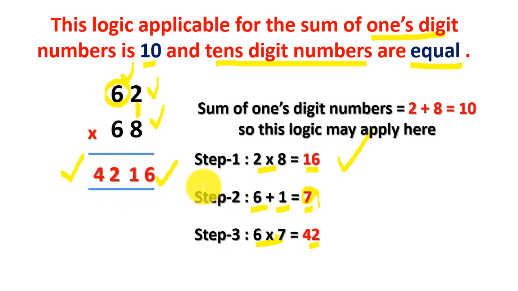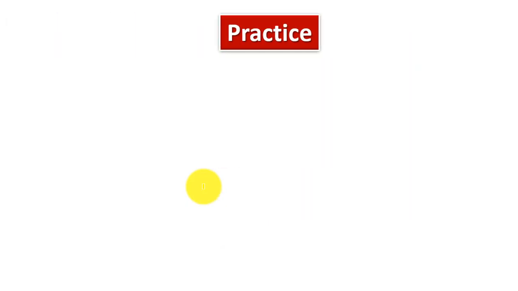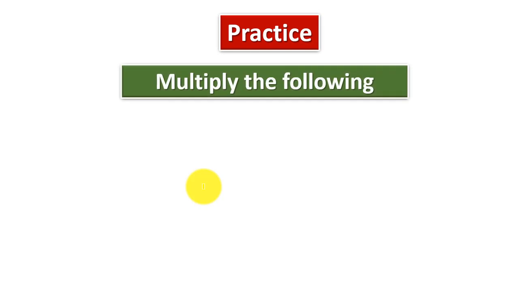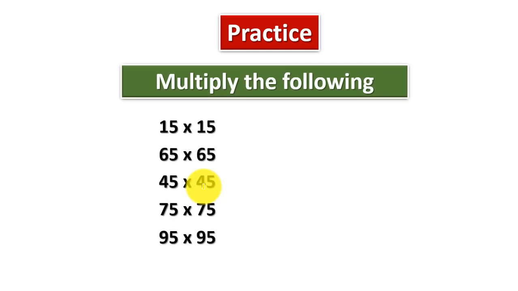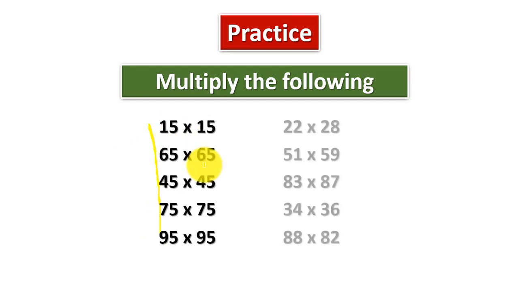So this is the logic for numbers where the sum of the ones place is 10 and the tens digits are equal. So listen to that video, understand the problem and practice these example problems. In total, this column has the problems that end with 5 I have given, and this column has the sum of two digits as 10. While you are multiplying the numbers, you should verify by the regular method.